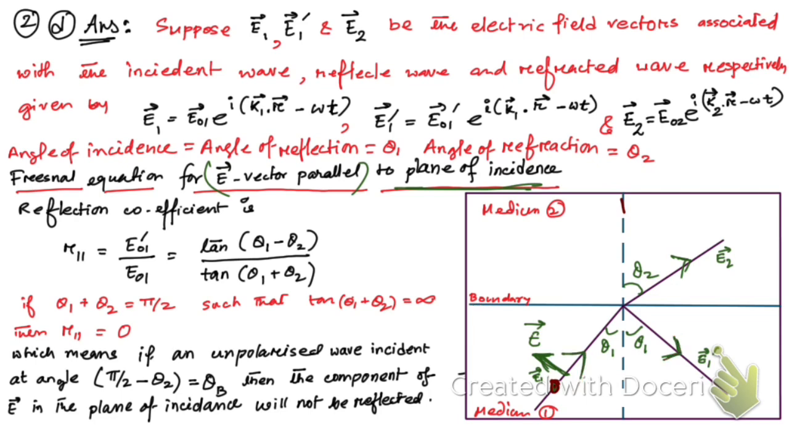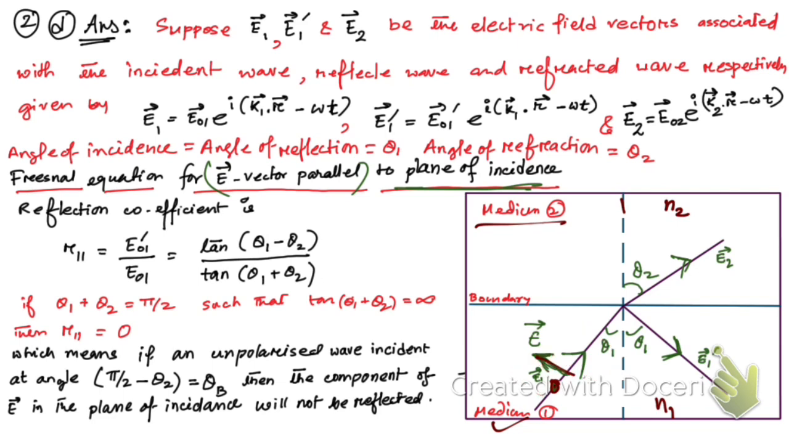This is medium 2, this is medium 1, and let me take this as the medium of refractive index n2, and this is the medium of refractive index n1. In that case, if we consider the parallel component, which is parallel to the plane of incidence, that means you can consider the electromagnetic electric field is vibrating this way, which is on this plane of incidence, right?